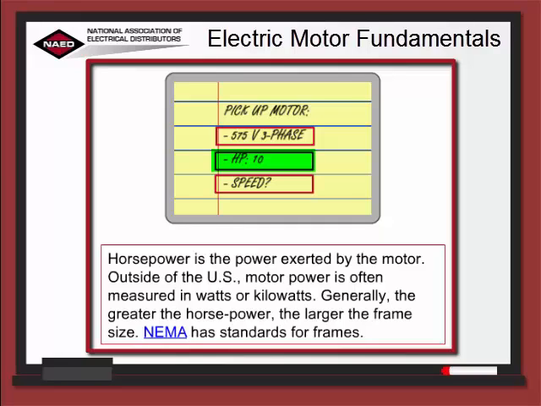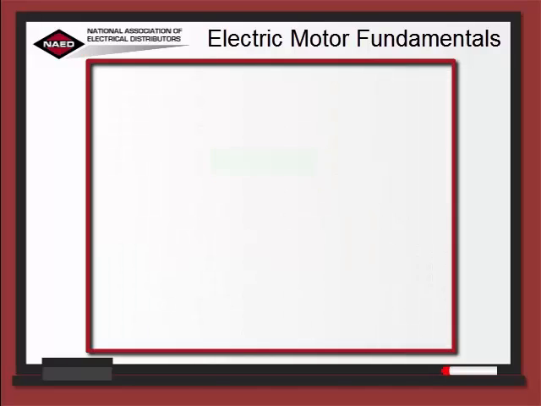However, the frame size of the motor must also be known. Fortunately, the horsepower rating provides a valuable clue. The frame size of the motor is related to the motor's horsepower. Generally, the greater the horsepower, the larger the frame size. NEMA has set standards for certain physical dimensions for frames.